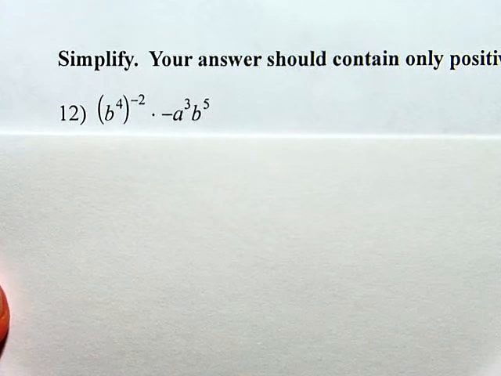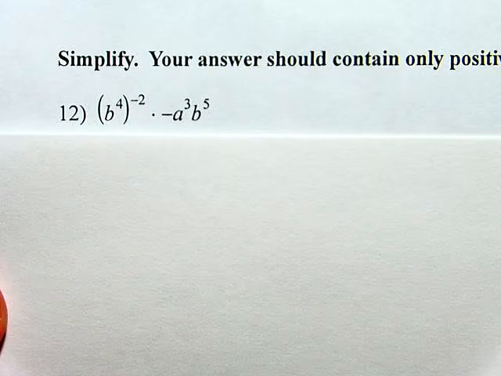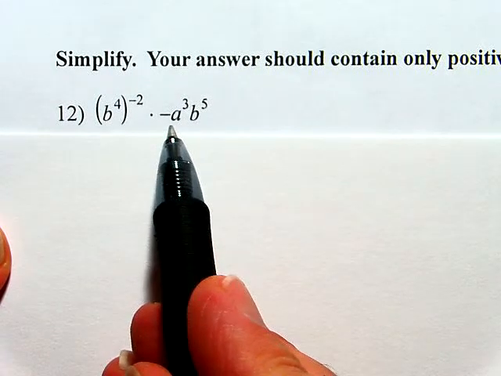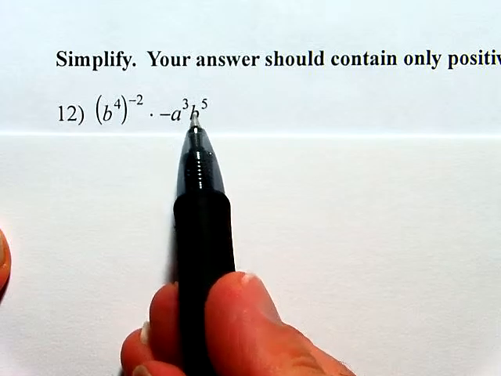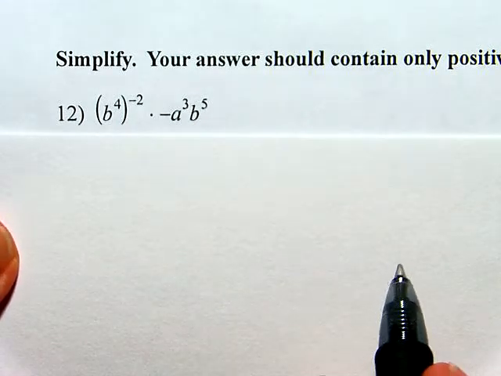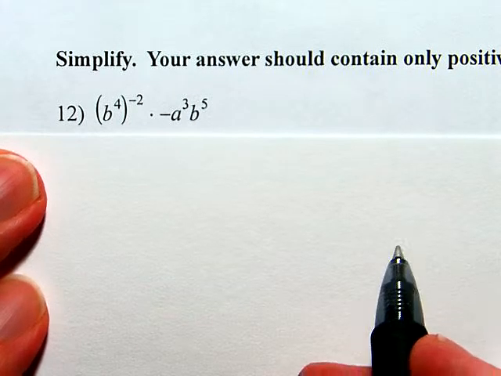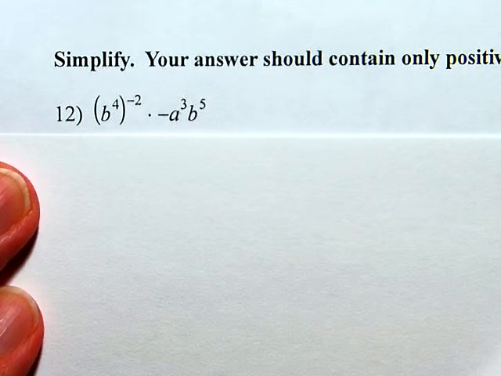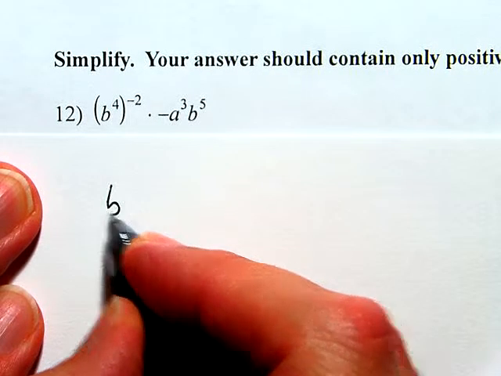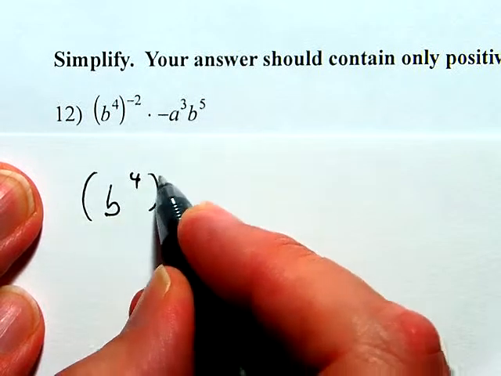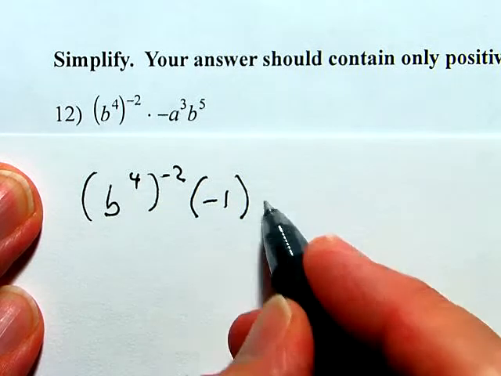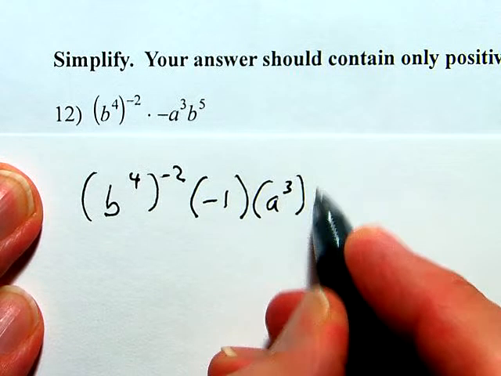B to the fourth power all taken to the negative 2 power times negative a cubed times b to the fifth. Okay, so let's rewrite this in a way that makes sense out of this negative sign, because if there's one thing that is in our way before we even get started, it's that negative sign. So what we've really got is b to the fourth to the negative 2 times negative 1 times a cubed times b to the fifth.